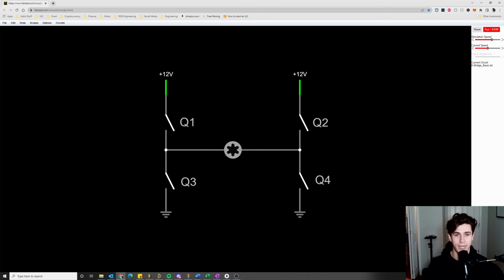So as you can see, 2 of the switches are connected to our VCC, or in this case, it is 12 volts, on what we call the high side, and then 2 of the switches are connected to ground, known as the low side of an H-bridge. So let's start off by closing switches Q1 and Q4 and seeing what happens.